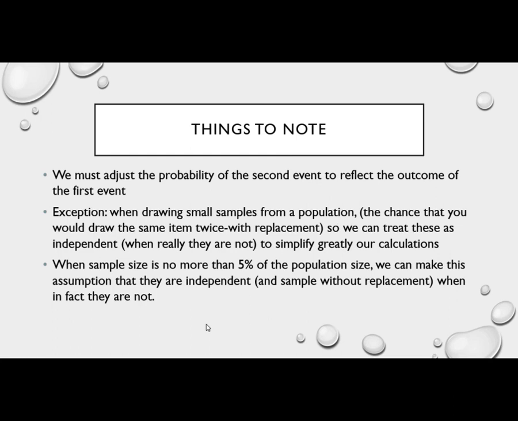Things to note. We must adjust the probability of the second event to reflect the outcome of the first event. But there's an exception. When drawing small samples from a population, the chance that you would draw the same item twice with replacement is very small. So we can treat these as independent when they really, really are not, to simplify our calculations greatly. The rule of thumb is that when the sample size is no more than 5% of the population size, we can make this assumption that they are independent and sample without replacement when in fact they are not.